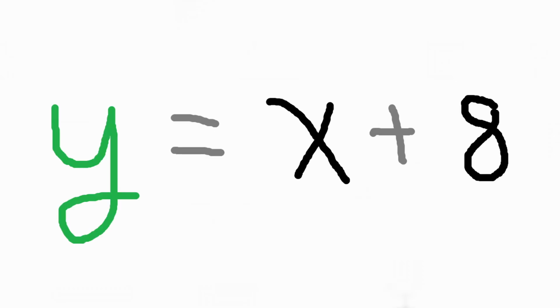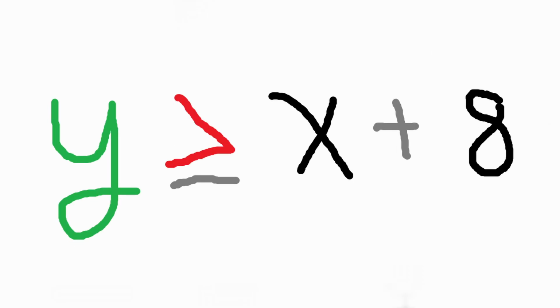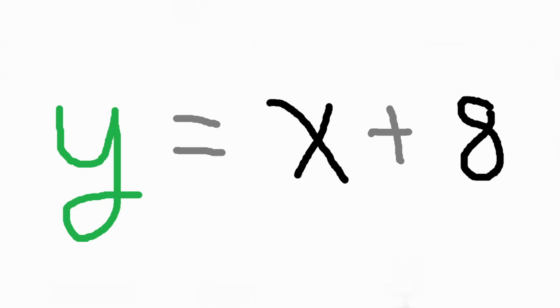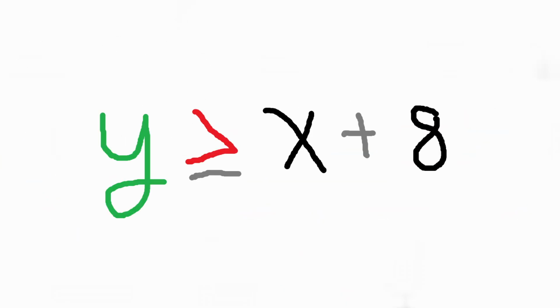Easy? Good. Here comes the fun part. See this linear equation? Get rid of the equal sign, replace it with any inequality symbol. Let's do greater than or equal to. And well, bam! Linear equation out, linear inequality in. But what does this really mean?